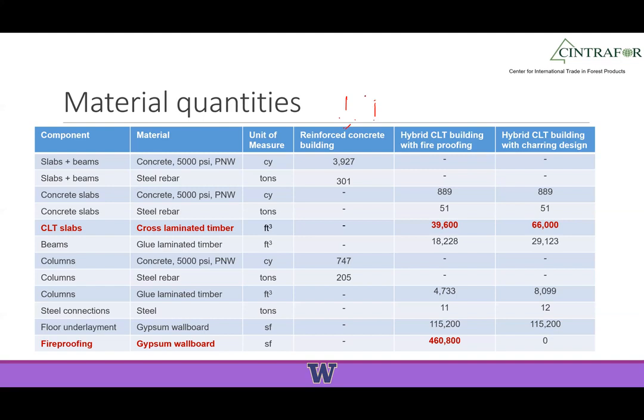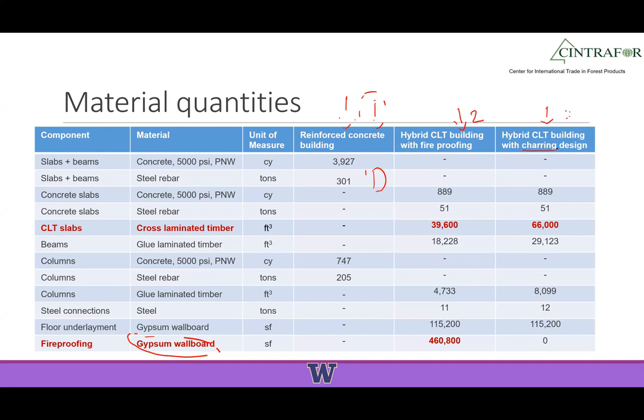The first one, number one here, is the reinforced concrete building, or traditional building. The second one over here is a CLT hybrid building with fireproofing. Fireproofing is when we use a gypsum fireproofing to mitigate fire risk. The third option we model is called a charring design.